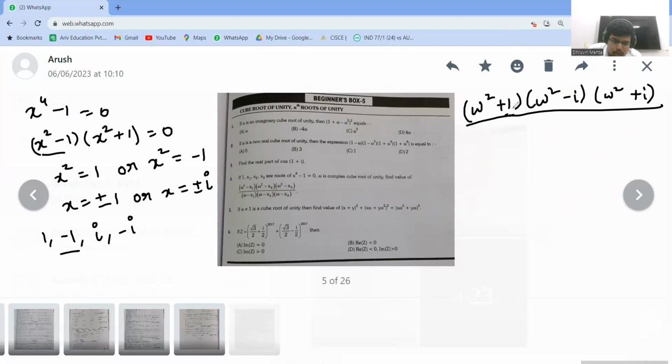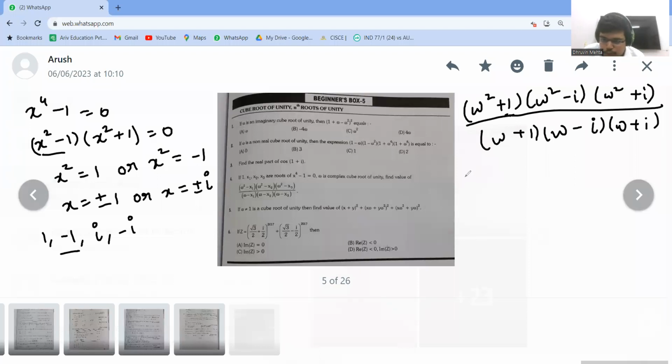Upon omega minus x1, which is omega plus 1. This is omega minus x2, so omega minus i. And last is omega plus i. Check this. Are you following this? How can you try this? I think you will get it. Solve it and come back.